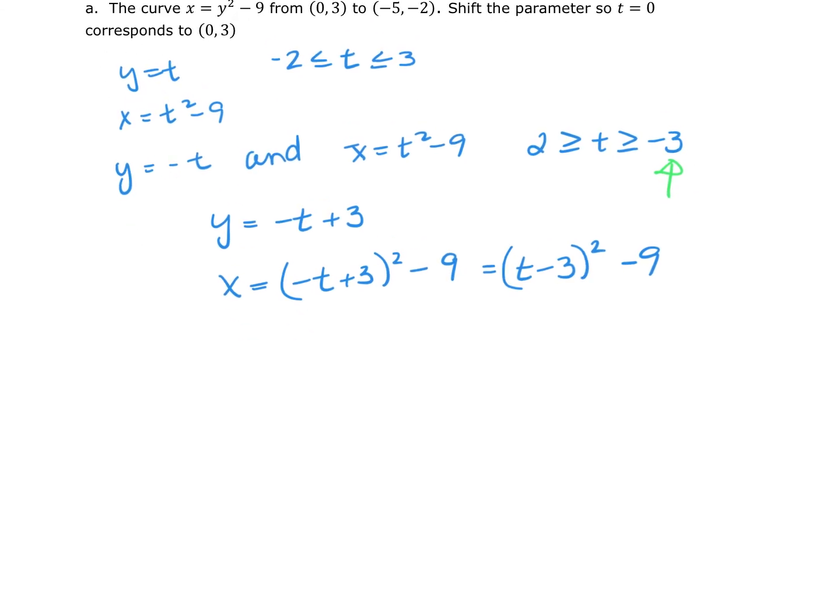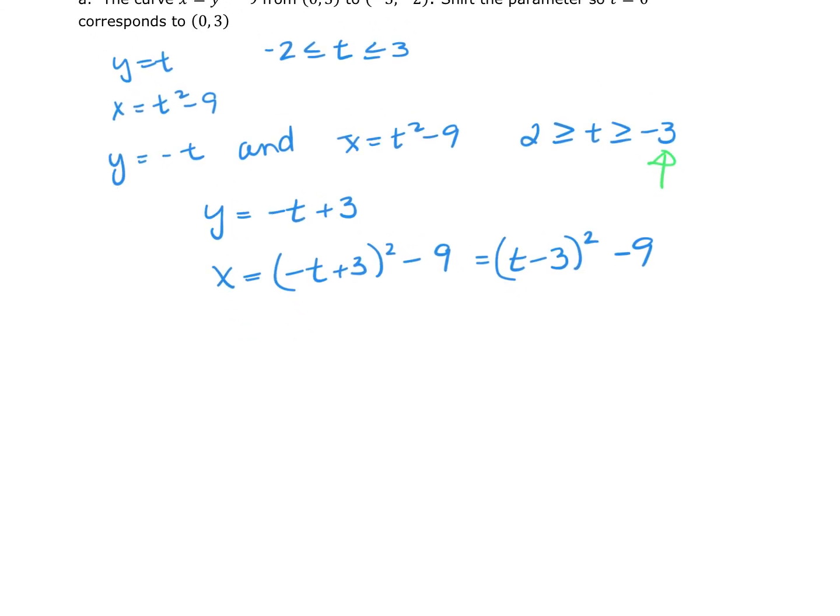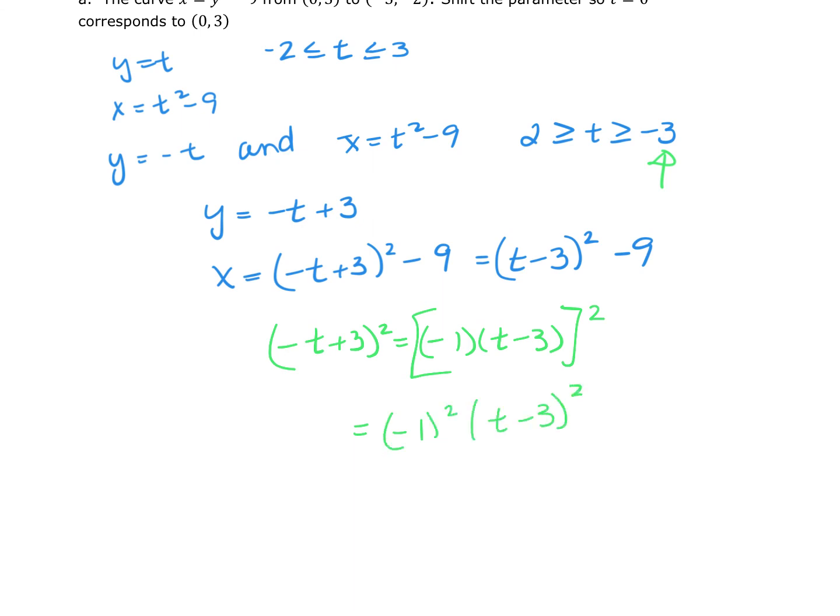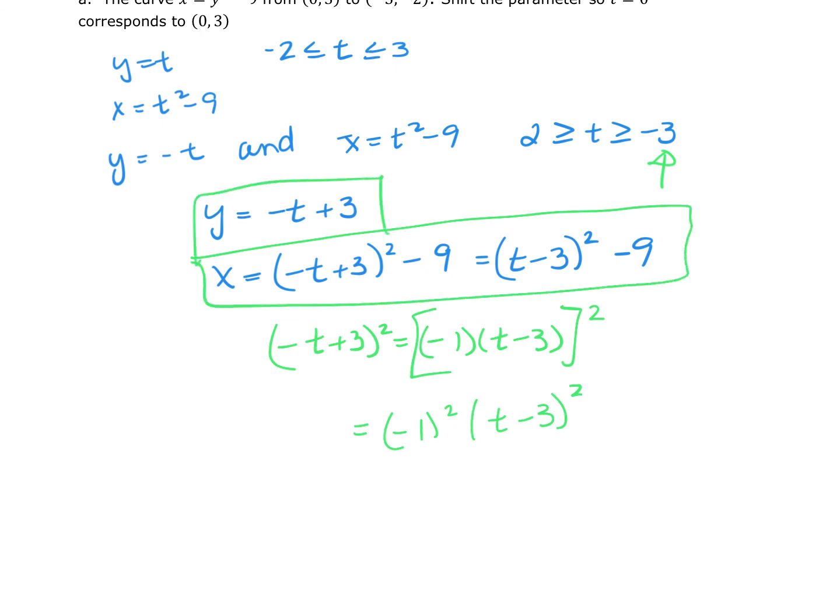And the reason that happened, just a little bit of algebra, and you're like, what? So negative t plus 3, the quantity squared, is the same thing as negative 1 times t minus 3, the quantity squared. So I have negative 1 squared and then t minus 3 squared. And so anyways, here are my two parametric equations. And that's it for this video.